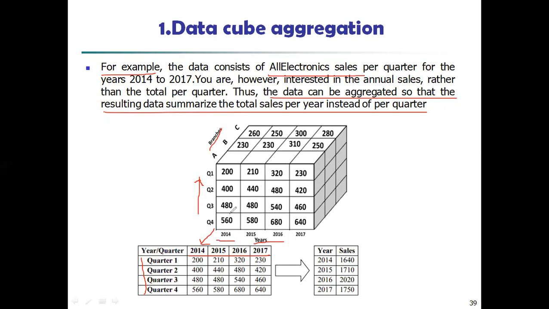So what is the quarter one sales in 2014? In 2014, what are the quarter one sales? 200, isn't it? So this is the 200. And what is the quarter one sales in 2015? That is 210. Okay, 320, 230. So like this is the table. In a normal table, rows and columns, here I have represented the cube data in this format. After this, I am going to add all the sales data in quarters to get the total sales.